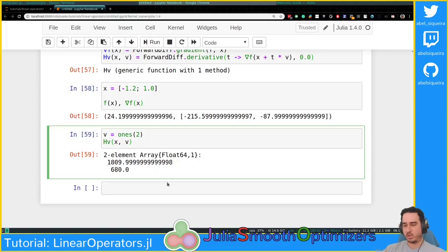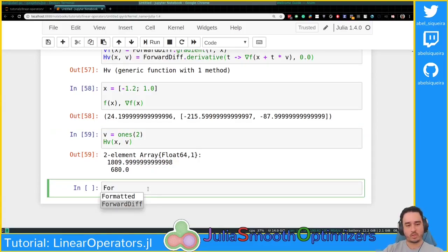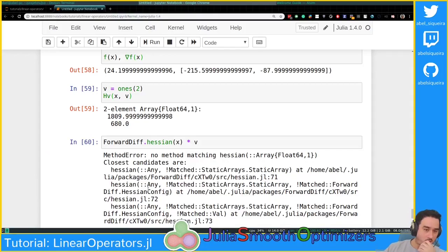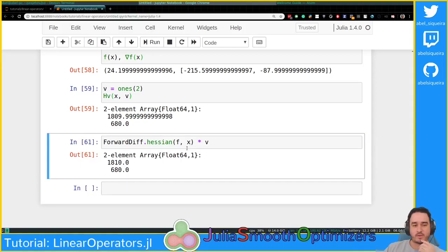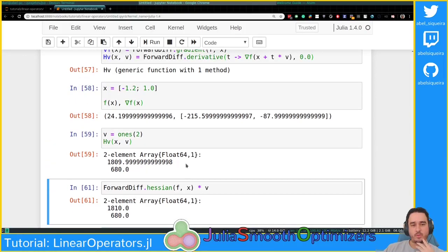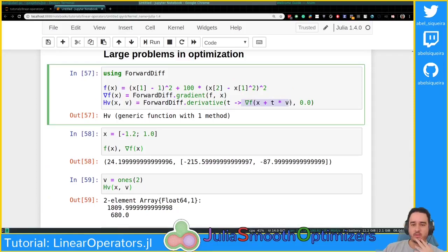So this is working. How do we check if it's working? We compute the Hessian at the same point times v, and there is no Hessian of x, of course. There is a Hessian of f and then at x. So this is a way to define the product of the Hessian times v in a way that does not involve an explicit matrix. Is this efficient? No, this is just a simple way of showing how it works, okay?